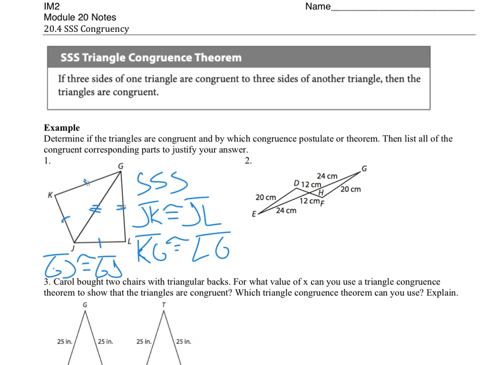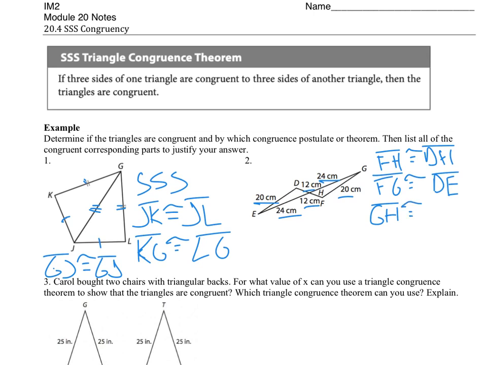All right, number two. We have 12 and 12, so that works. So it gives us GH is congruent to DH, and then 20, 20, so then we have FG is congruent to DE. And then 24 to 24. So then we have GH is congruent to EH. So this one would be yes by side-side-side again.